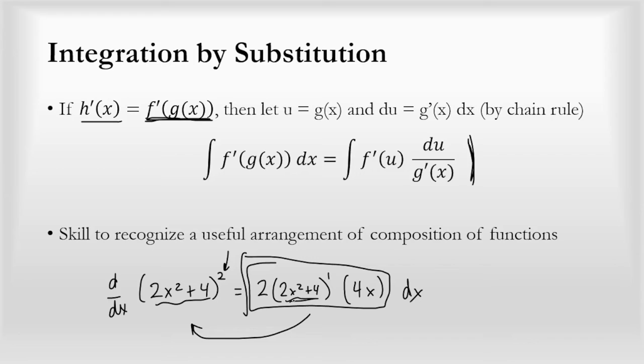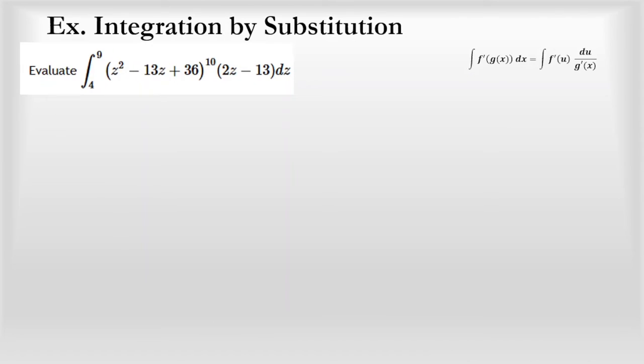Again, we're going to use a u substitution. If you did a u substitution before, you would let this thing in the parentheses equal u. We're going to do the same sort of thing here, a substitution for integration, and go backwards. Let me show you an example. Here we have a definite integral from 4 to 9 of some complicated function raised to a power.